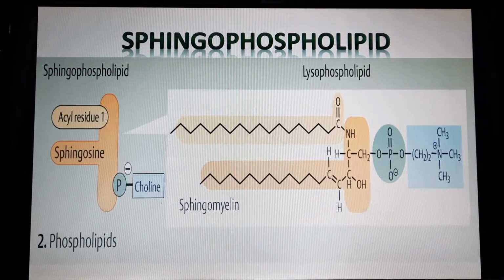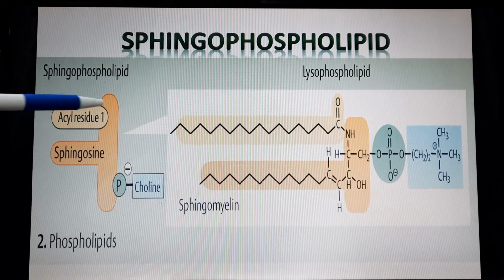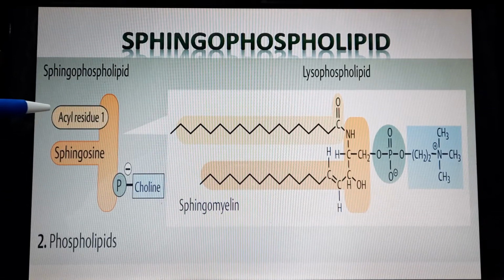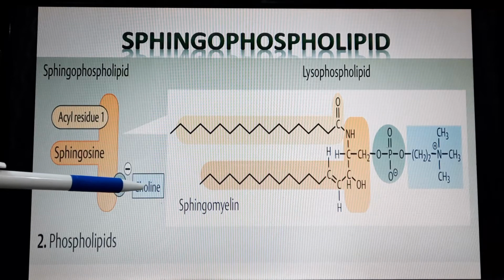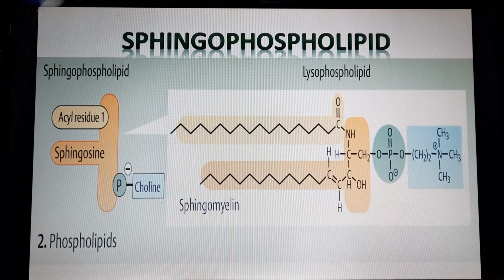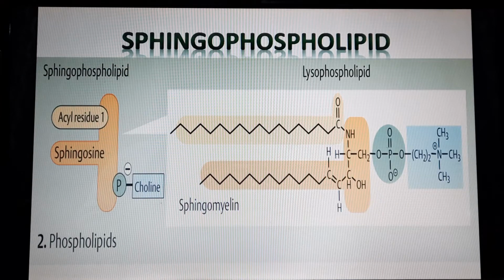This is the biochemical structure of sphingophospholipid. The backbone is of sphingosine, to which one fatty acid is esterified, phosphate is present as an additional group, and 2-phosphate choline is present. So this is the general structure of the sphingophospholipid.